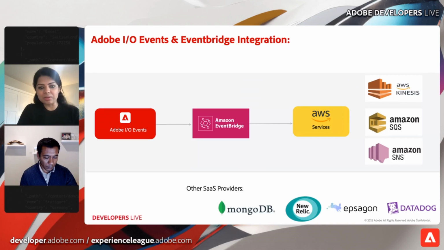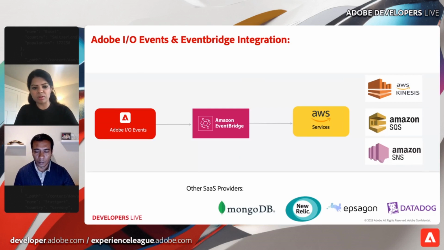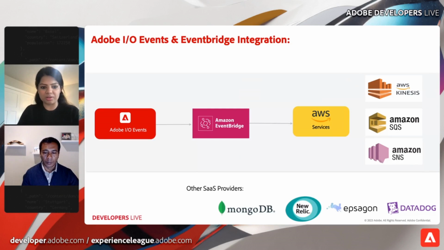And then as a result, they can also forward them to Amazon services like Kinesis, SQS, SNS, or any other Amazon services, and other SaaS providers, such as MongoDB, New Relic, and so on. There are several Amazon SaaS providers.